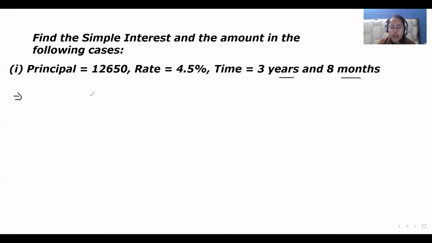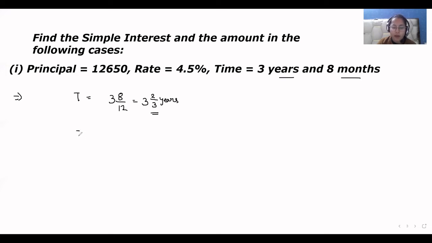So how can we write time? 3 years, that is 3 complete years, so we'll take it as a whole number and we'll write 8 as 8 by 12, 8 months out of 12. So 8 and 12 both come in the table of 4. So we can write it as 3 and 2 by 3 years. So this is now completely in years, not in months.